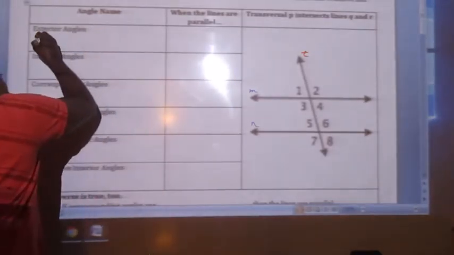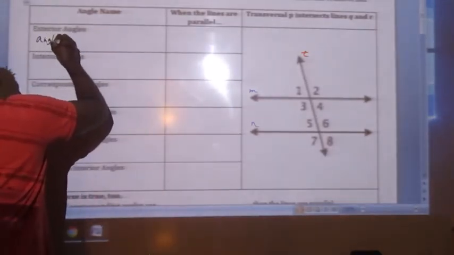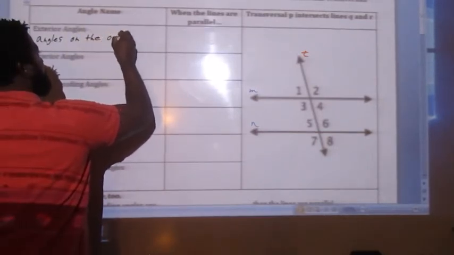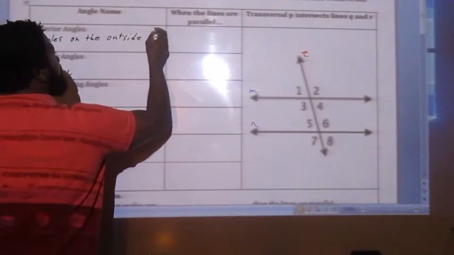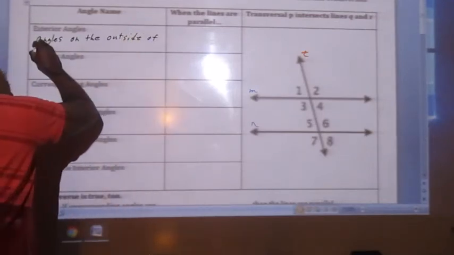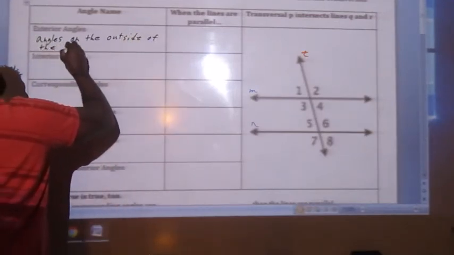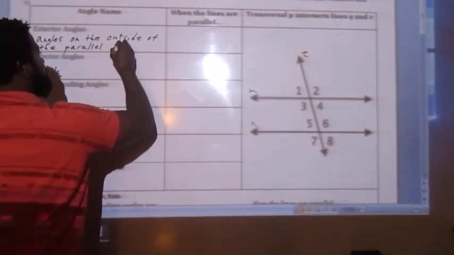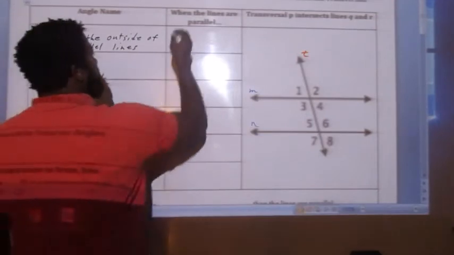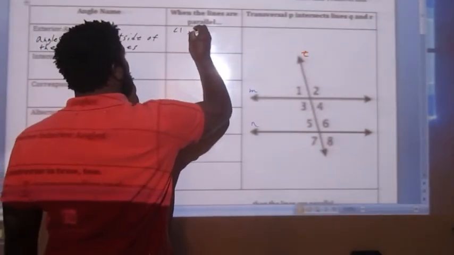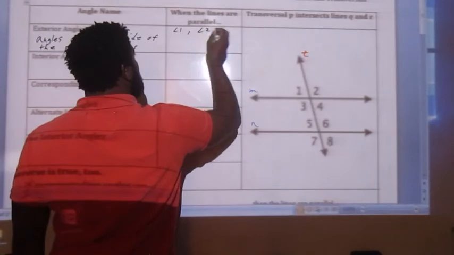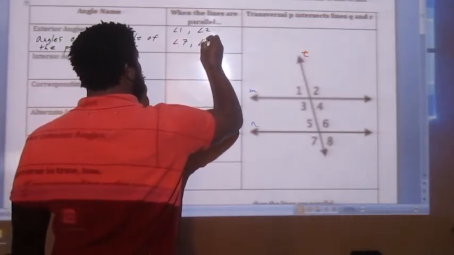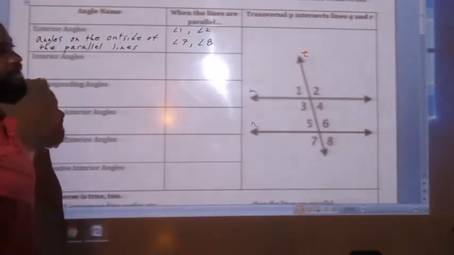Angles on the outside of the parallel lines. Okay? Angle 1, angle 2, angle 7, and angle 8. Okay?